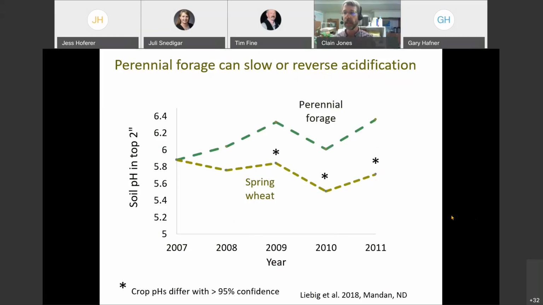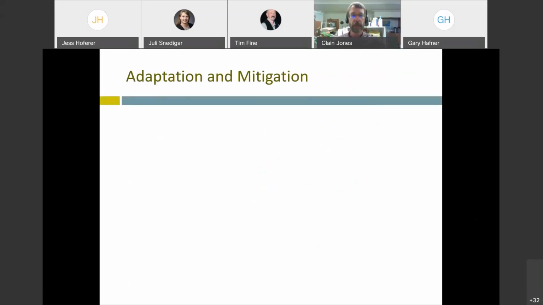Question I got from Dwight was, does safflower residue have a higher pH level? I don't know the answer to that. I can try to get an answer for you though.